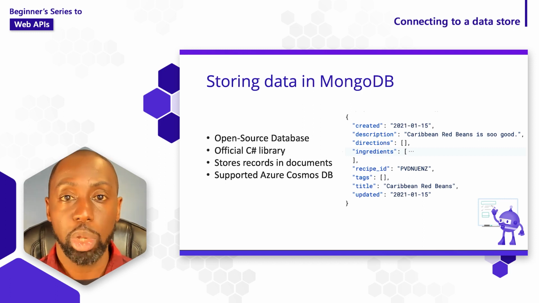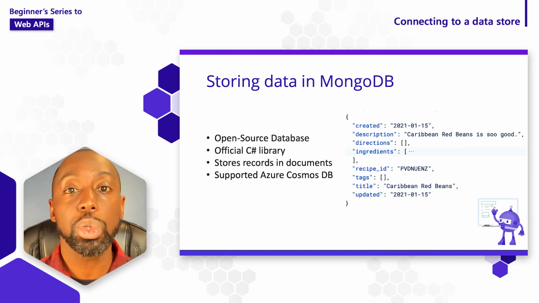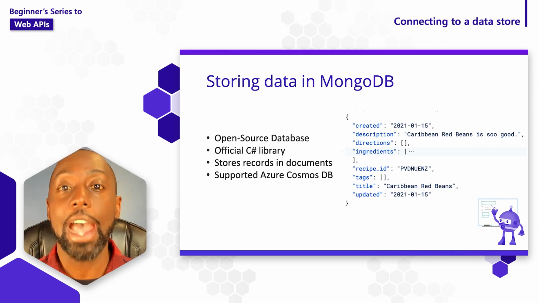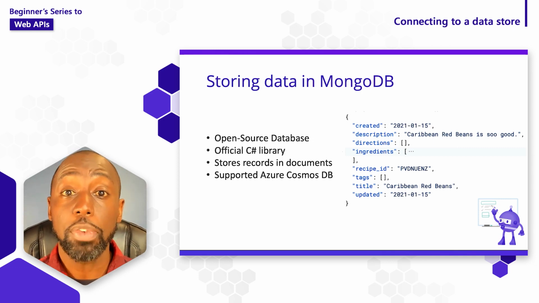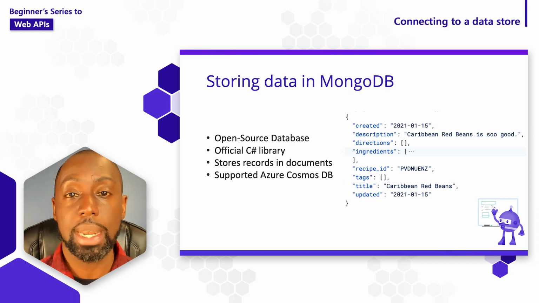Now, one of the things I really love about Mongo is that I have the ability to download their database server locally and use it while I'm doing development. And when I'm ready, I could switch over to a hosted option using something like Azure Cosmos DB. Now, if you want to know a little bit more about Mongo, I definitely recommend you check out some of our documentation. But for now, let's head over to Visual Studio and see how we can connect Mongo to our web API.